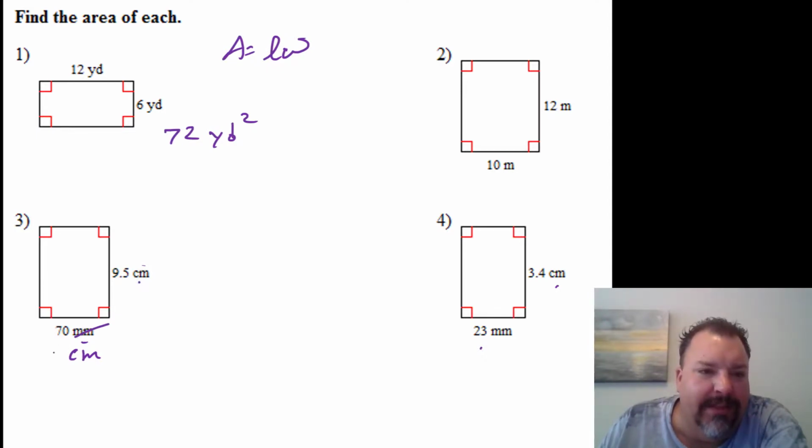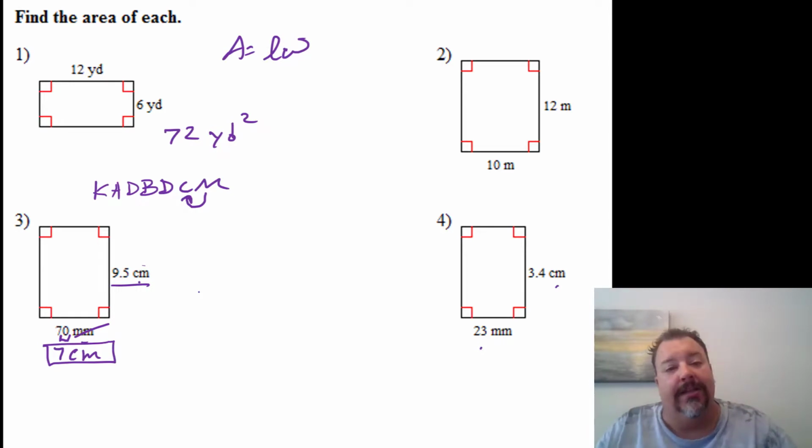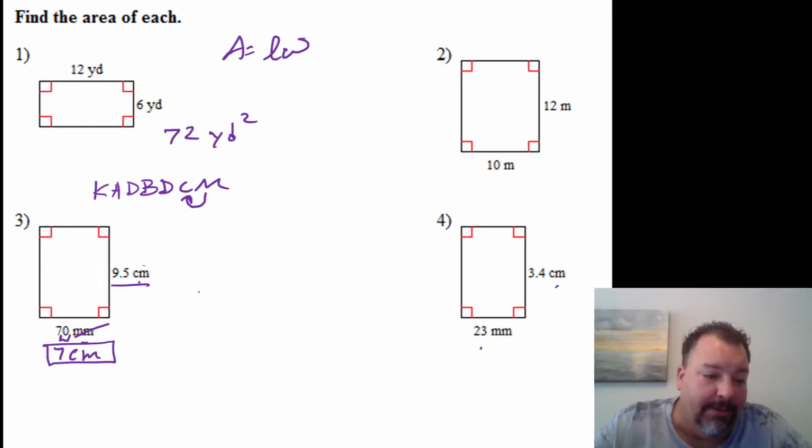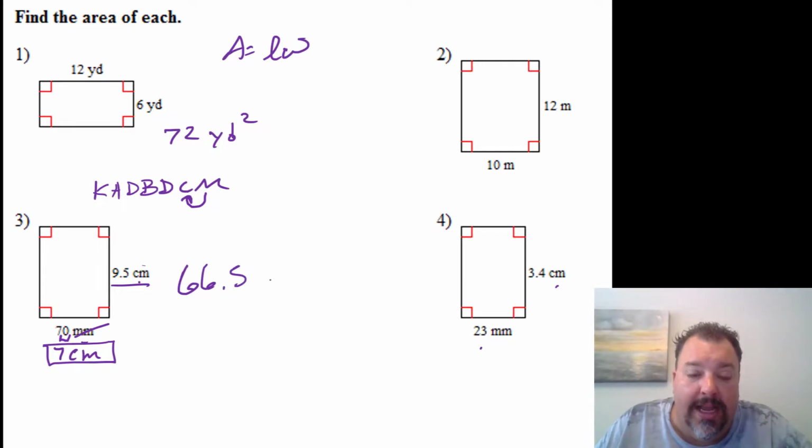So 70 millimeters, remember King Henry died by drinking chocolate milk. If I go from millimeters to centimeters, the decimal has to move 1 space over, so 70 millimeters would be 7 centimeters. Now I can take it and multiply those together. What is 7 times 9.5? Comes out to 66.5, and that would be square centimeters.